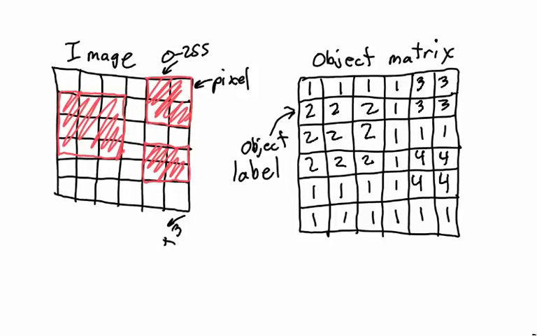This kind of an output will let us recognize that there are three distinct objects in this image, and we know where the borders of that object are, and we can do other kinds of operations on each of these objects. For example, we could figure out how many pixels each of the objects takes up, or how tall the object is, or how wide. Image segmentation is the process by which we go from the image to the object matrix.